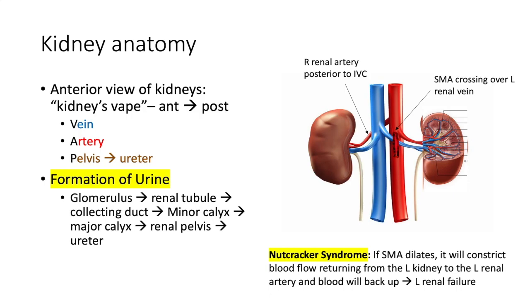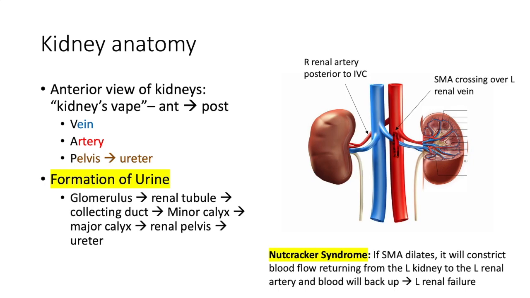The next thing that we need to talk about is nutcracker syndrome. If you can remember back, we've talked about nutcracker syndrome before. We've talked about this SMA. If it dilates, it can compress some structures. We said it could compress the duodenum as well as the pancreas. So now we've got another structure to talk about with the kidneys. If it dilates, it's going to constrict blood flow returning from the left kidney, and the blood will back up.